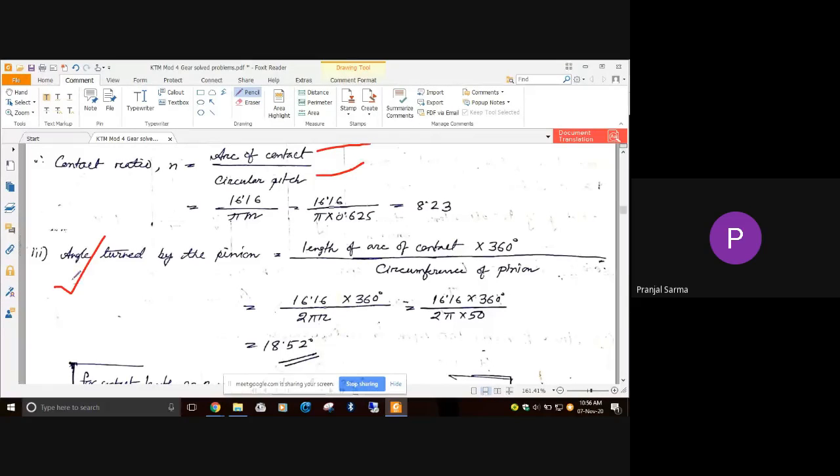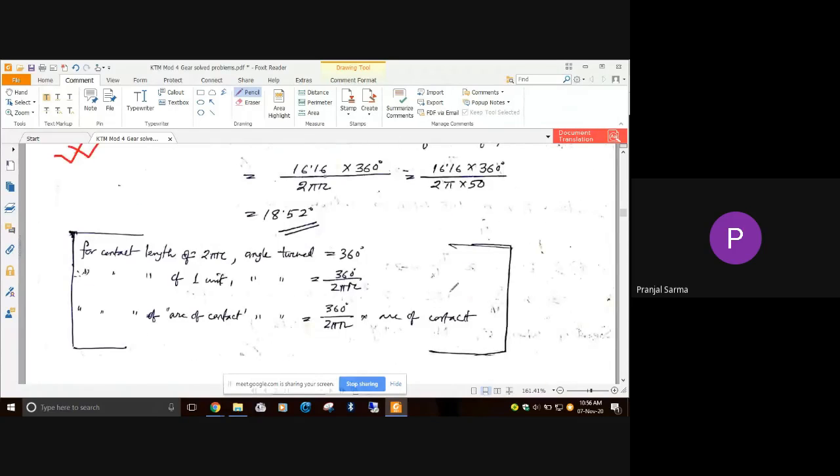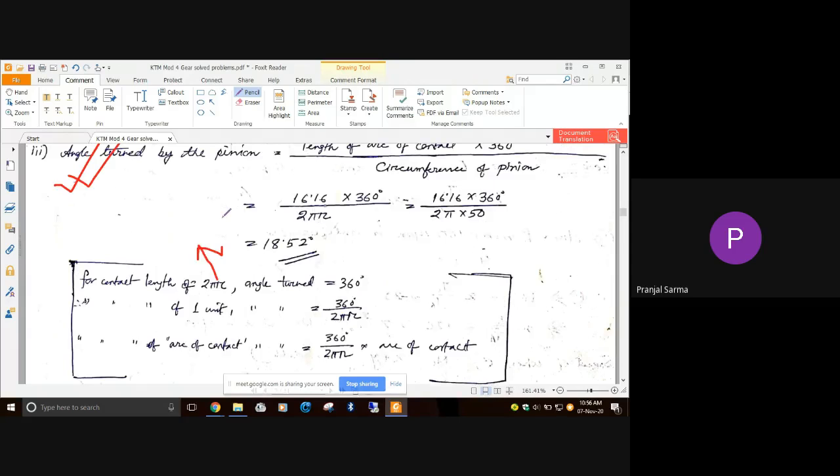different. So angle turned by pinion during this contact, how can we find out? See, we know if the contact length is 2 pi r, what is 2 pi r? It is nothing but your circumference for a particular circle, and gears we can consider like a circular kind of thing only. So whenever contact length is 2 pi r, that is equivalent to circumference, what will be the angle turned? Angle turned is the whole 360 degree, one complete revolution.